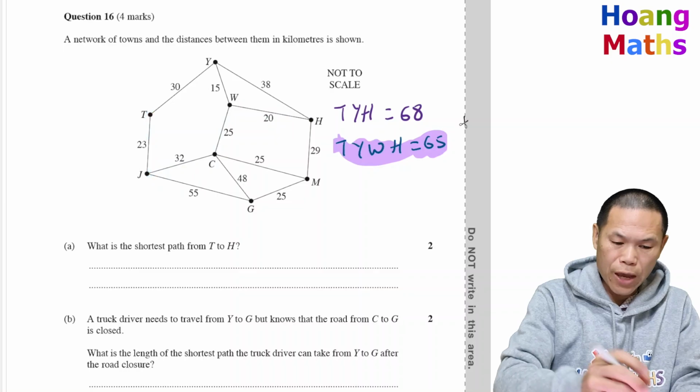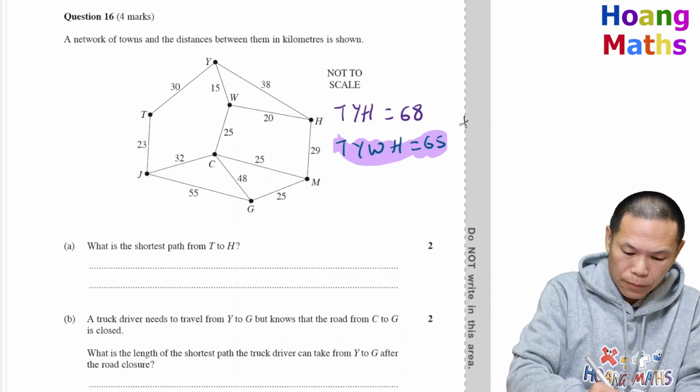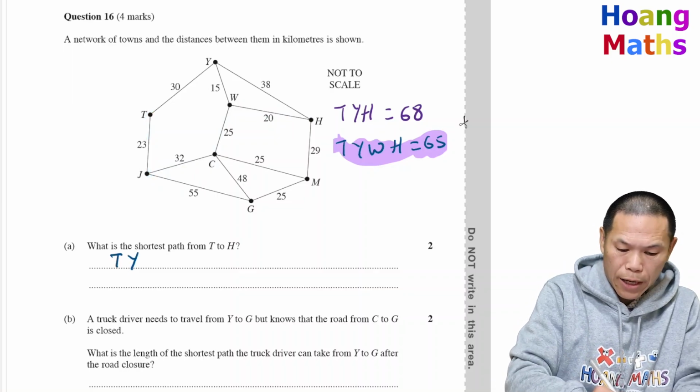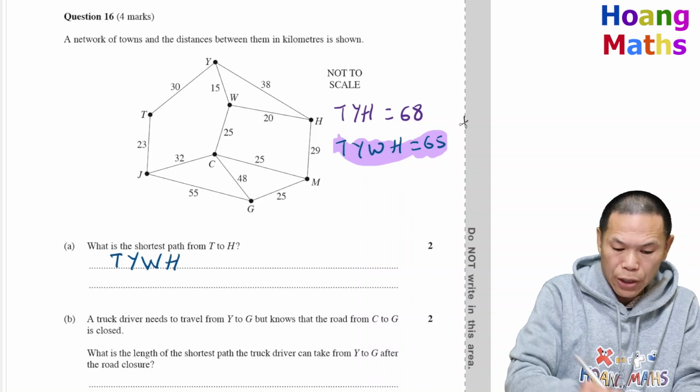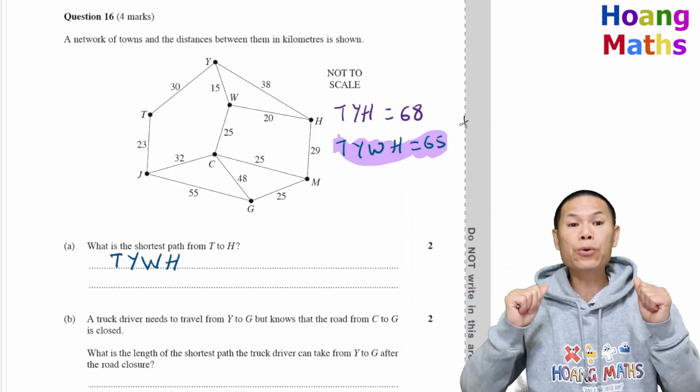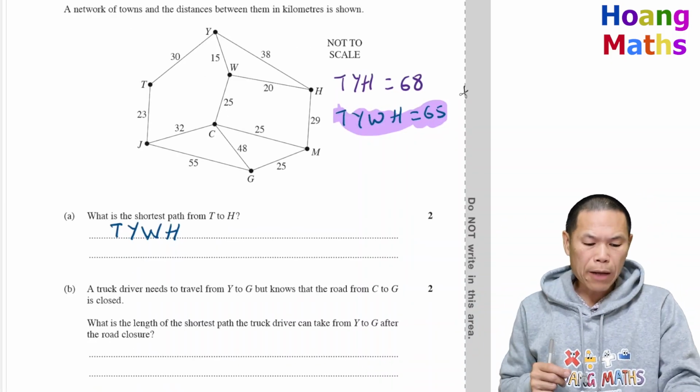So therefore, the answer is TYWH. There you go. Part B.